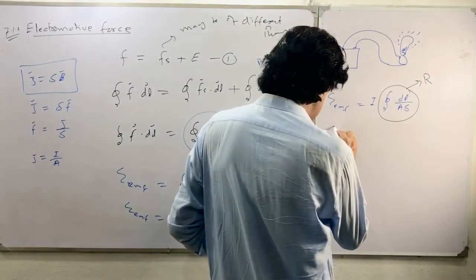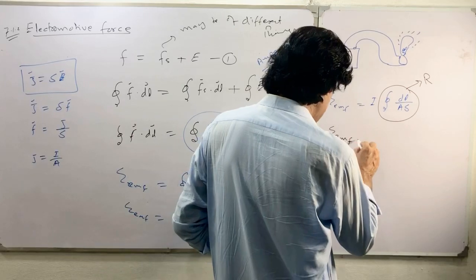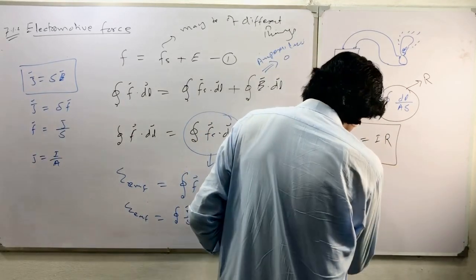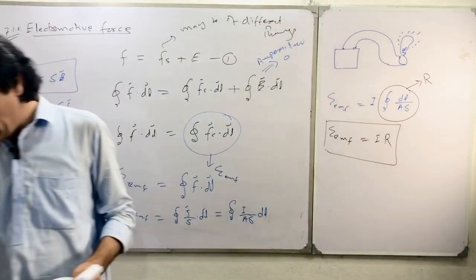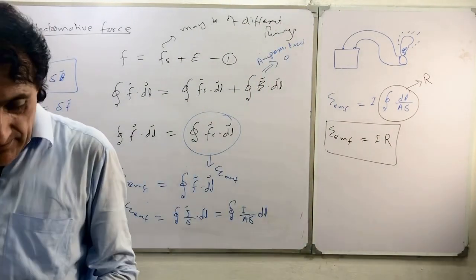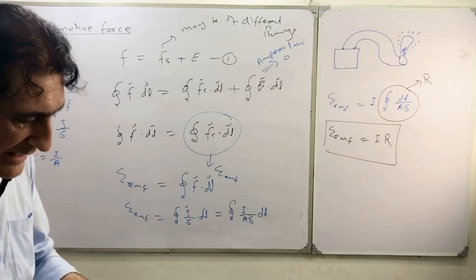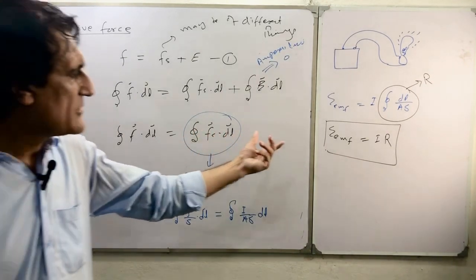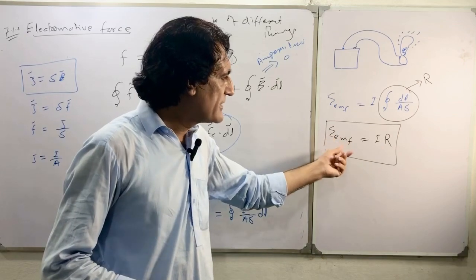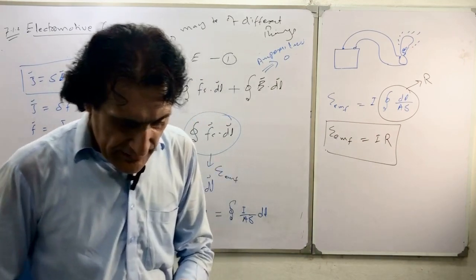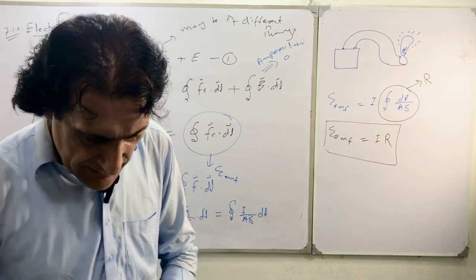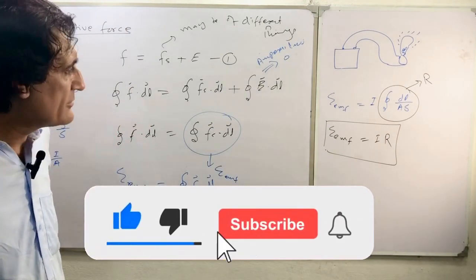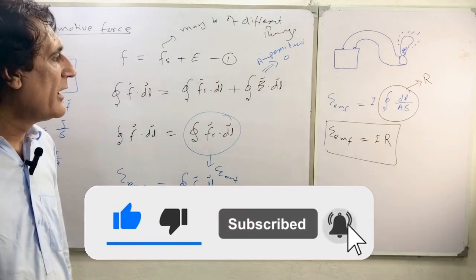So EMF is equal to IR. We can get this, just like Ohm's law, EMF. This is actually the electromotive force, which is equal to IR. So this is the final equation of the electromotive force: electromotive force is equal to IR.